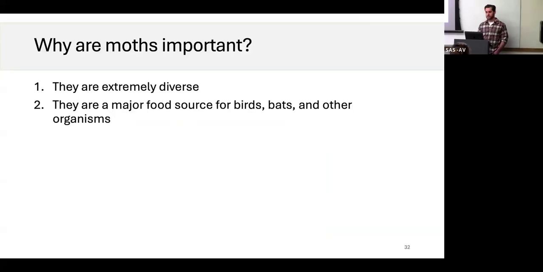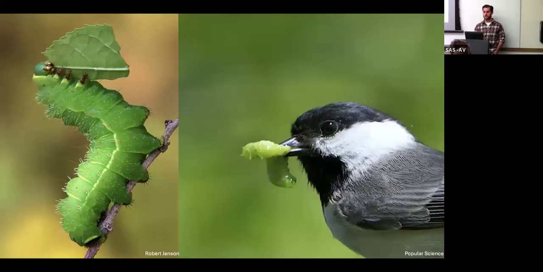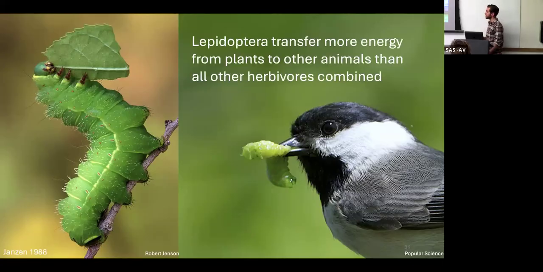The second reason is they are a major food source for birds, bats, and many other organisms. As caterpillars, butterflies and moths are voracious herbivores, eating plants and taking in that plant energy. And then as both caterpillars and adults, they are eaten by birds and bats and plenty of other organisms. And it turns out that in these 2 roles as herbivores and then as prey, Lepidoptera transfer more energy from plants to other animals up the food chain than all other herbivores combined.